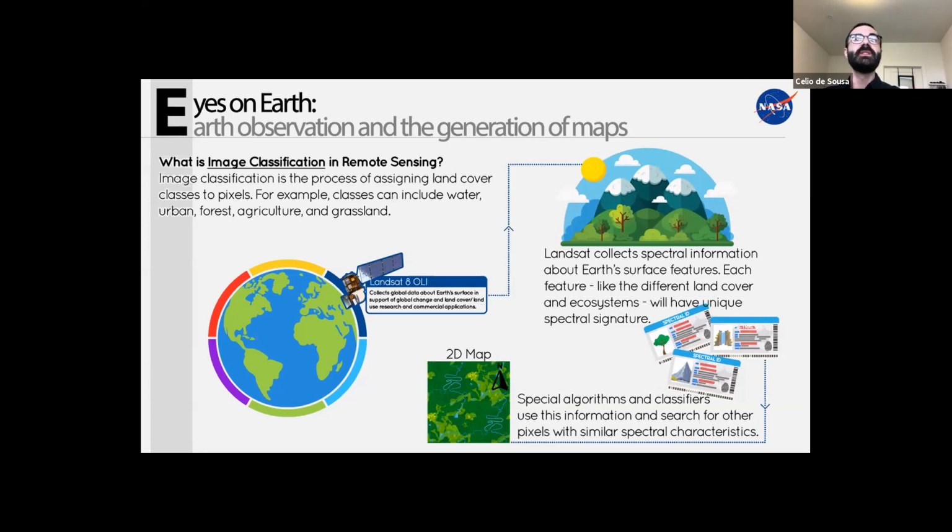And then we use special algorithms and classifiers to learn about these different fingerprints, and they help us to find other pixels with similar characteristics and similar fingerprints, and then label them as a given land cover class. This is how we transform the spectral Landsat data into a land cover map. Next slide.